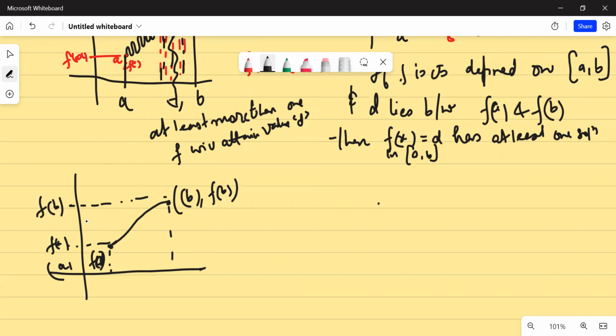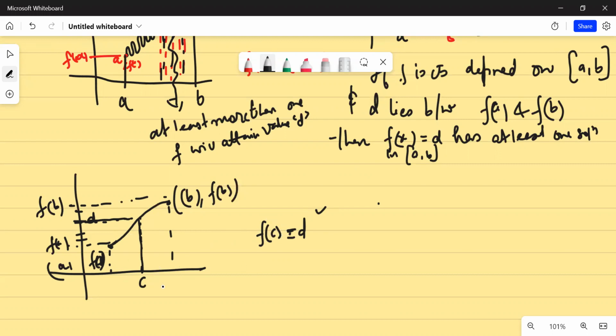Now, if I take an intermediate value, let's say D, which lies between f(a) and f(b), then you can clearly see for this D, I will always find a C such that f(c) is equal to D. At C, the value of the function is D, isn't it? And what is D? D is any intermediate value between f(a) and f(b). I can find it here, I can find it anywhere. So for each of these values, I can find some point C. Is that clear or not?